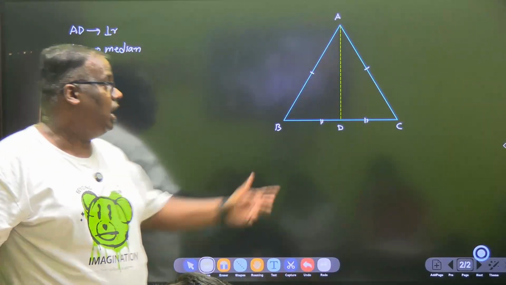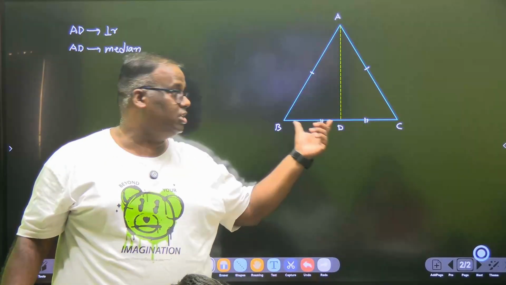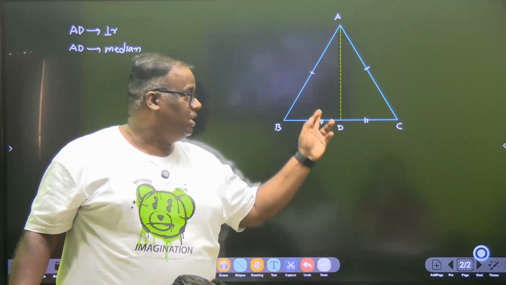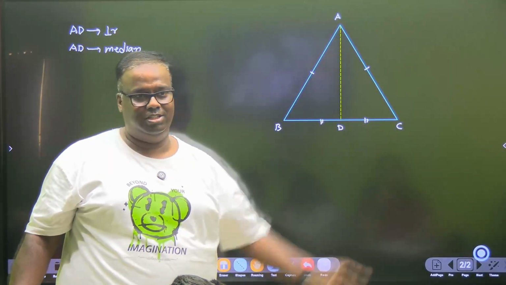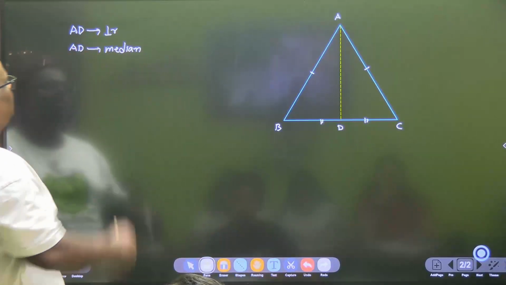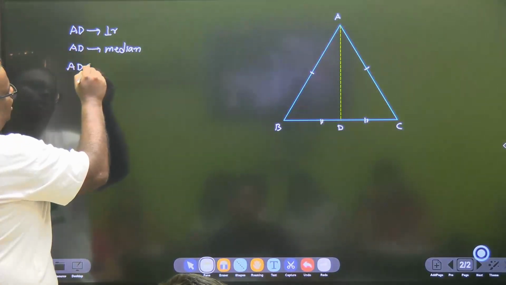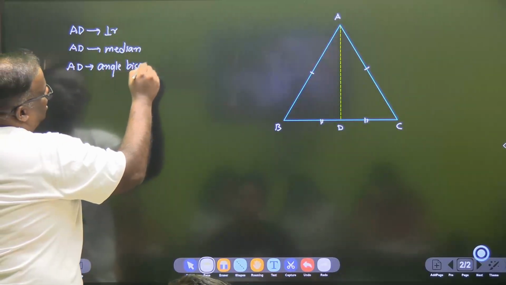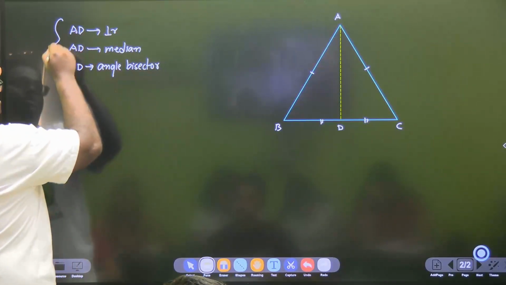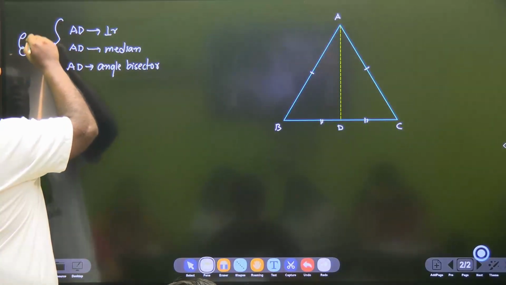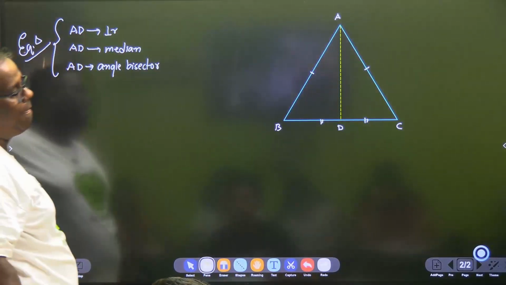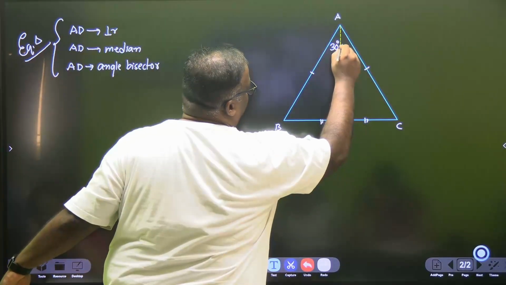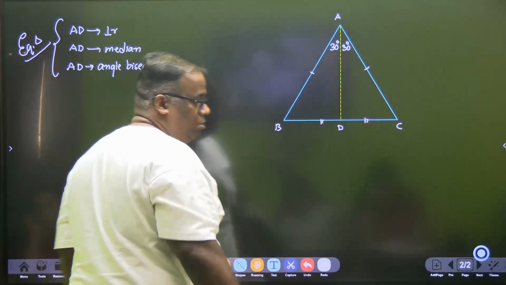Observe children, I have started putting double dashes. Double dash का मतलब क्या है? इसकी नाप और इसकी नाप में फर्क है, ये नाप और ये नाप बराबर है, ठीक है ना? तो ये मीडियन भी बनेगा और एडी साथ में क्या बनेगा? एंगल बाइसेक्टर भी बनेगा। ये बहुत ही अजीब चीज है, ये सिर्फ और सिर्फ इक्विलैटरल ट्रायंगल में ही संभव होता है। इसका मतलब क्या हुआ कि this angle will now become 30 degree and also this will become 30 degree. ये चीज समझ में आया कि नहीं बोलो?